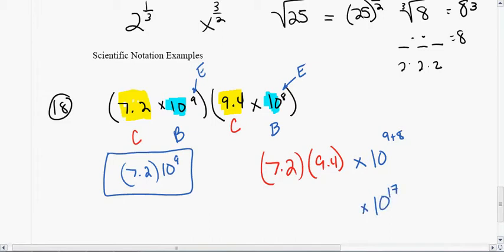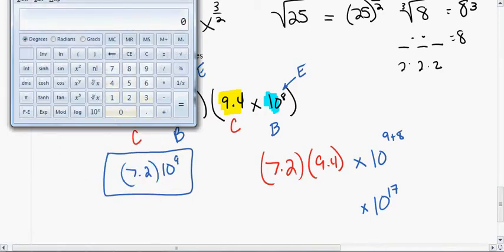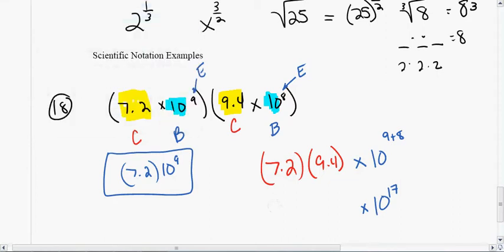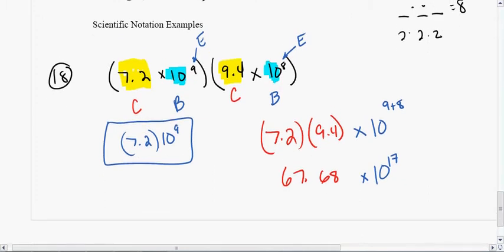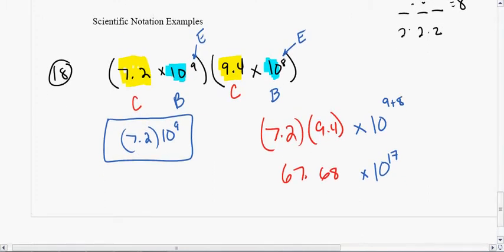The 7.2 times 9.4 I'm going to pop in the calculator. So let's see here, I've got 7.2 times 9.4, and give me 67.68. 67.68. And that, by the way, is a totally legitimate, reasonable answer. Probably if we check this with an answer key, however, that wouldn't be the answer we would be given. And that's because 67.68 is not in proper scientific form.